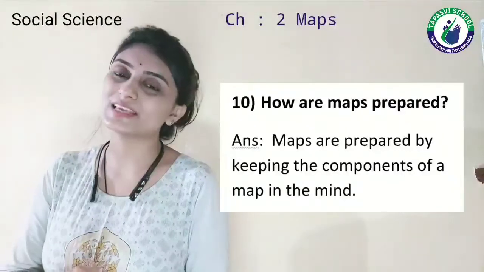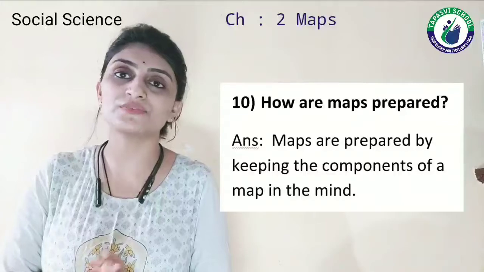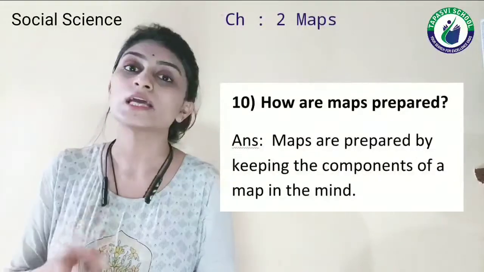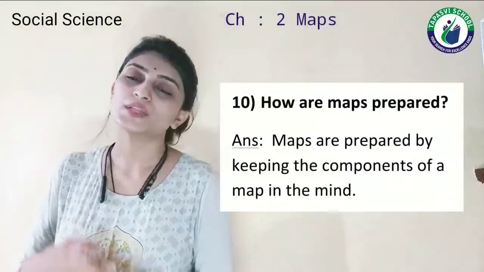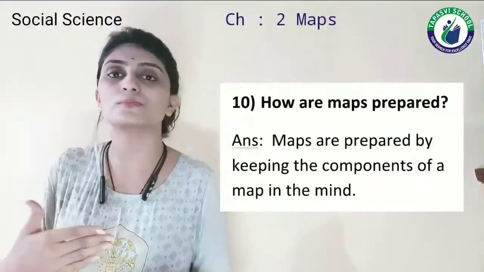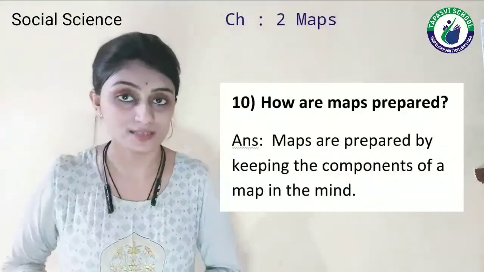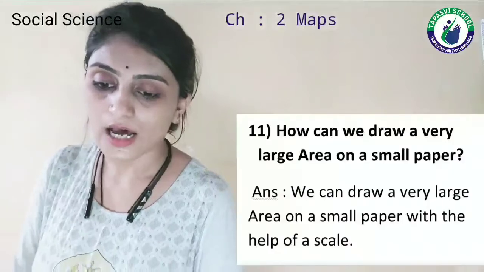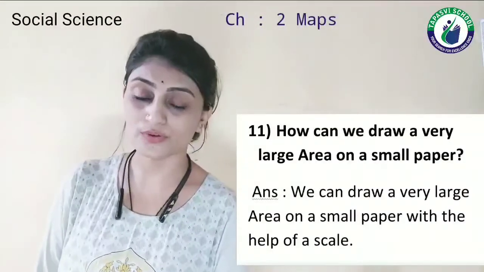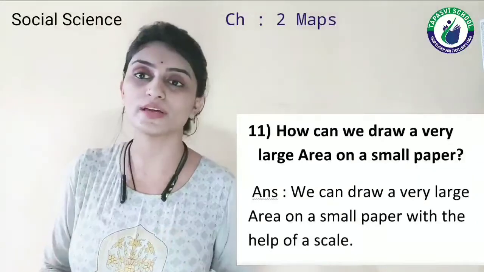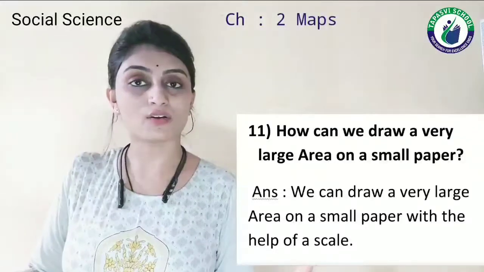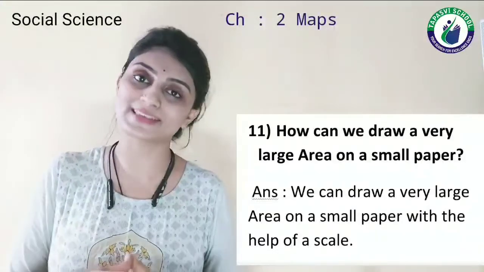So we can say that a map is prepared by clearing the concept of three components: direction, scaling, and conventional sign. If we fix these three components in our mind and then make a map, it will be easy. Next, how can we draw a very large area on a small paper? We can draw a map of a large area on a small paper with the help of scaling.